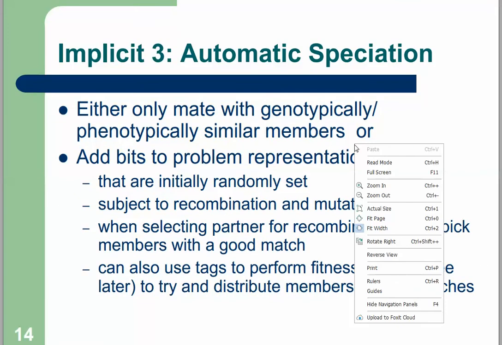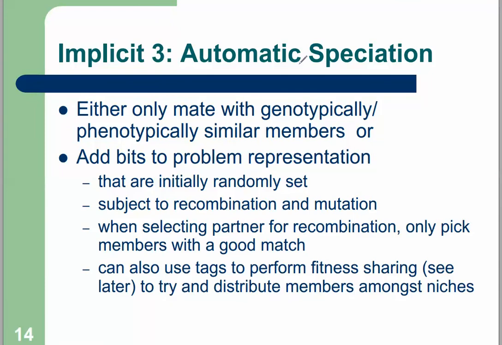Another implicit method is based on speciation. Speciation is such as the speciation of types of animals or flowers or trees or humans in each location.